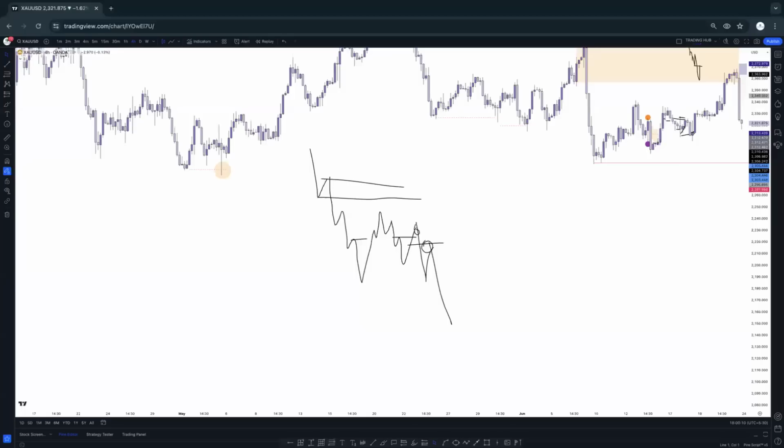Gap up and gap down: if price closes below it, that is a sweep. If it closes, that's called a proper break. If it just creates a shadow, that's called a liquidity sweep. Simple.